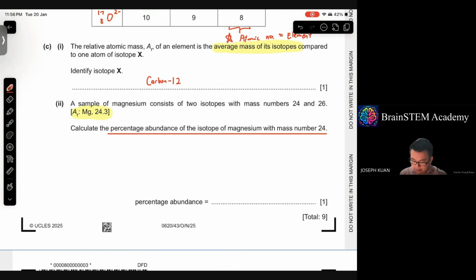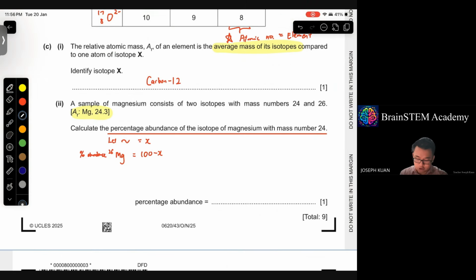So we let X be the percentage abundance of the isotope of magnesium with mass number 24. Then what about magnesium 26? Its percentage abundance will be 100 minus X, because the total percentage abundance should be 100.